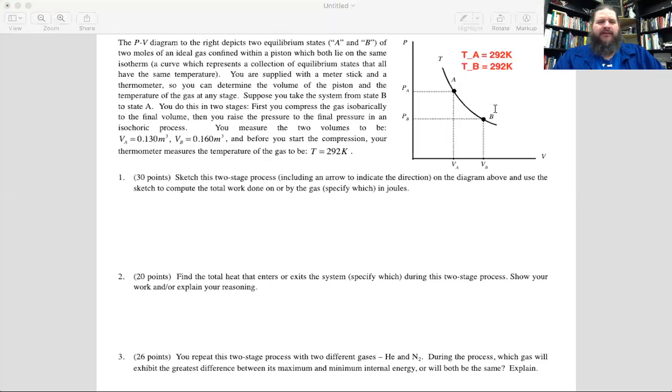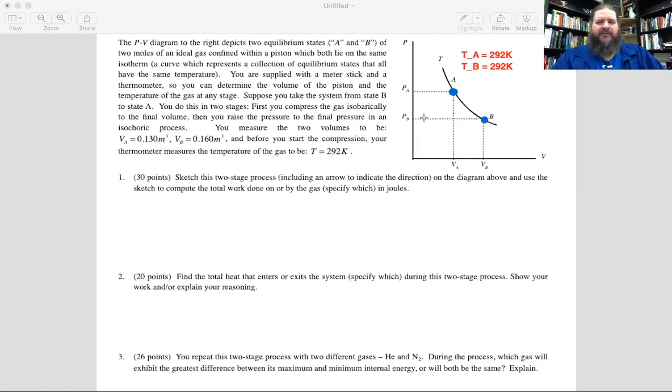However, we're not going directly from A to B. It tells us we're going from A to B in two stages. First, we compress the gas isobarically. So what would an isobaric compression look like? The horizontal flat line. I think that would be isochoric. Isobaric means what's not changing? Pressure is not changing. Yeah.